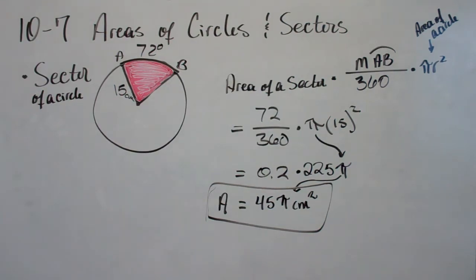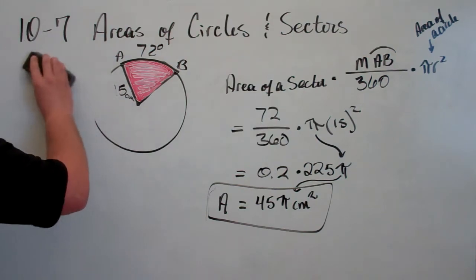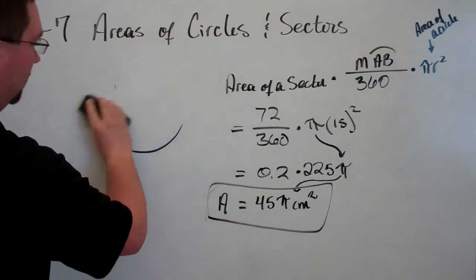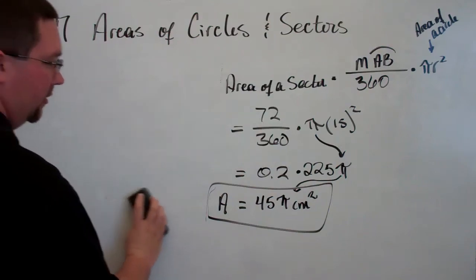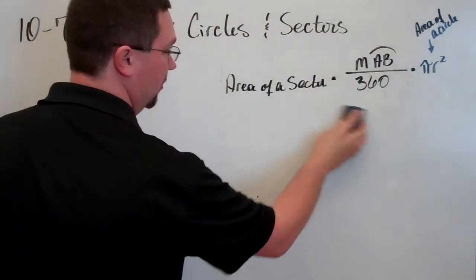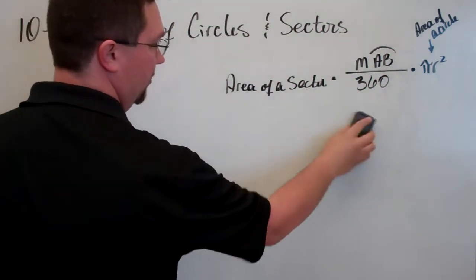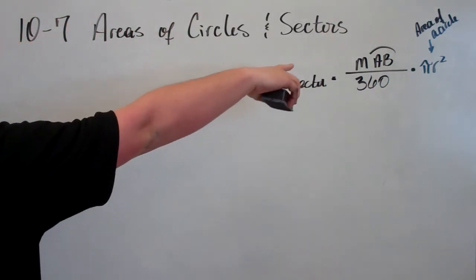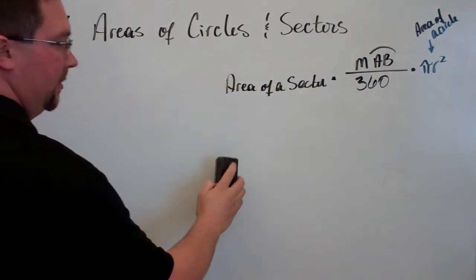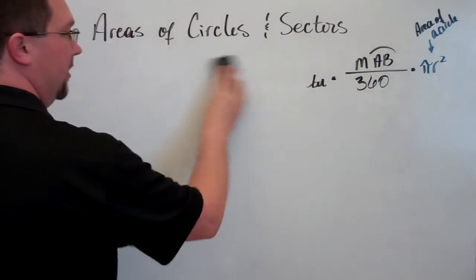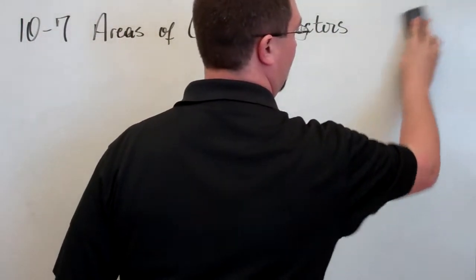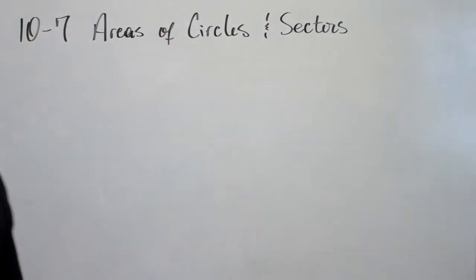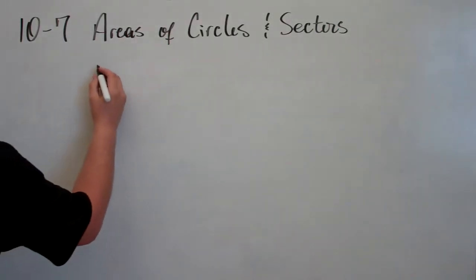Let's do another problem here. Let me erase this. Make sure you write that formula down in your notes too, guys. Area of a sector, measure of the arc divided by 360 times pi r squared. Make sure you have that written down. So here we have a circle.